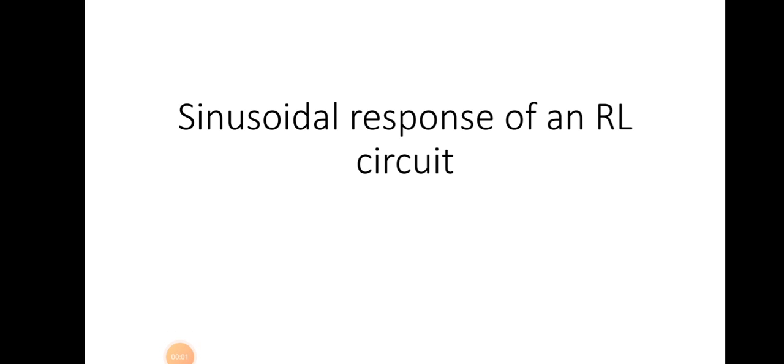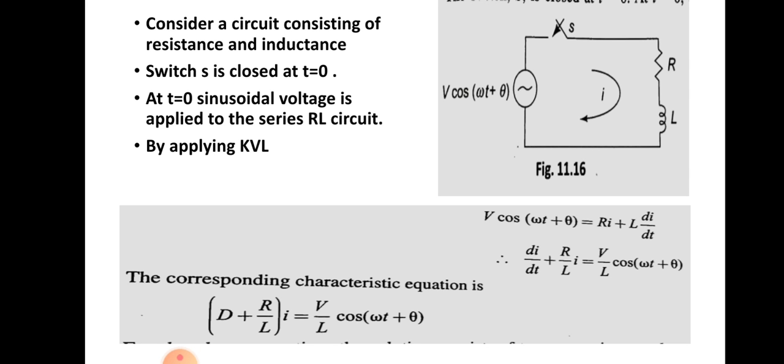In this session, we will discuss the sinusoidal response of an RL circuit. Consider a series RL circuit, which is shown in the figure. In this circuit there is a switch S, and it is indicated that the switch is now open and will close at a particular time. Let the time be t equal to 0.